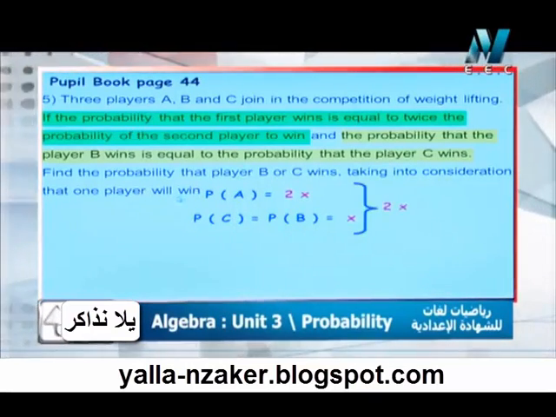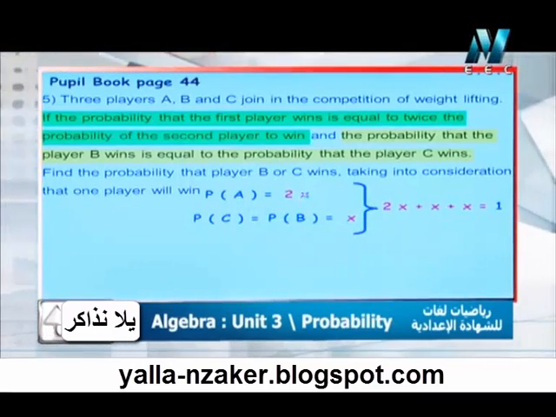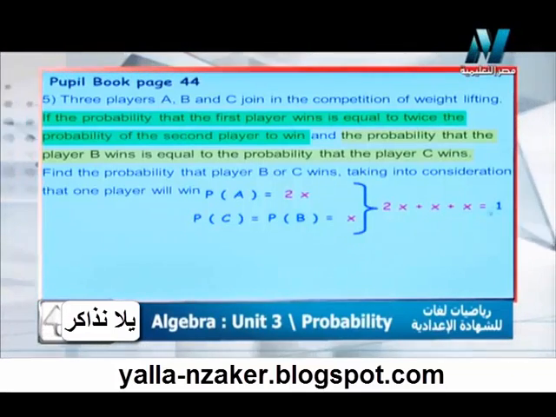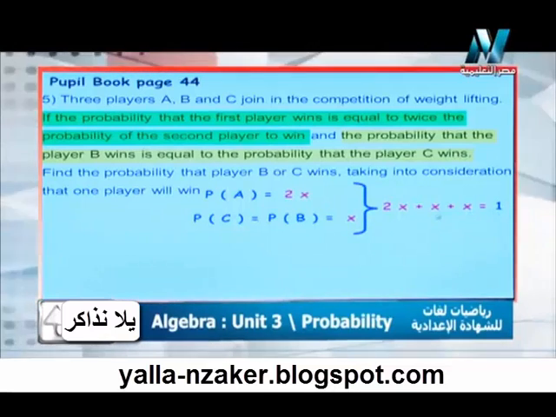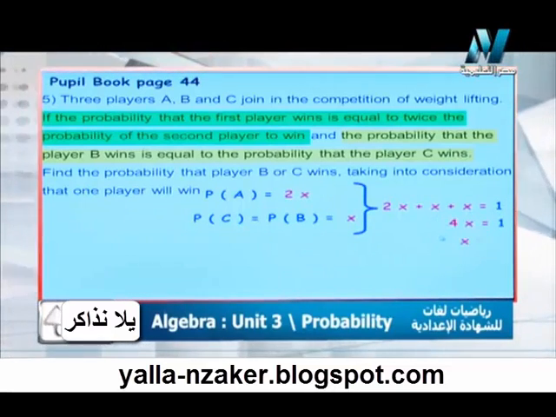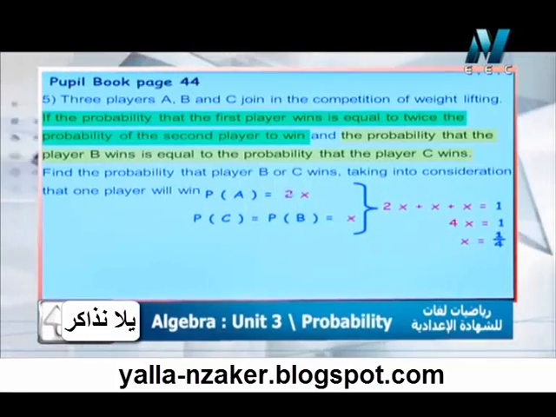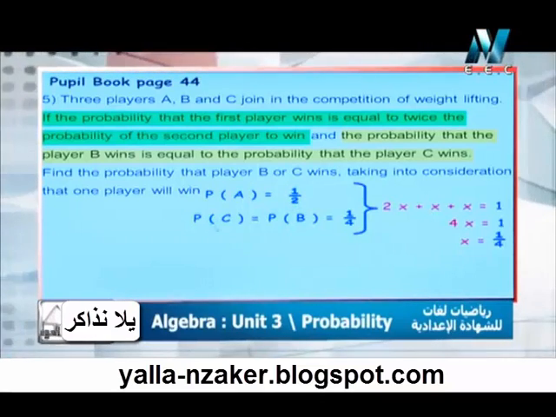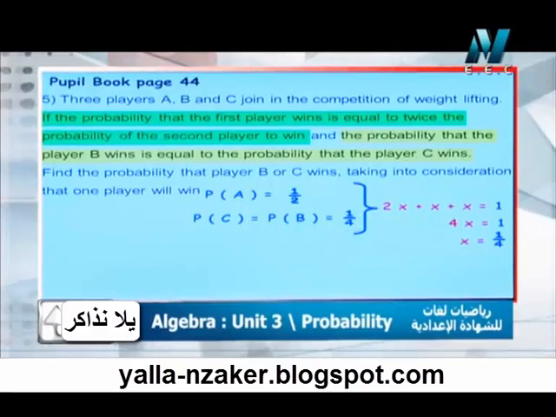From this line I learned a very important rule from the previous question: the sum of these probabilities must equal the probability of the sample space, which is 1. So 2x plus x plus x equals 1, which means 4x equals 1, so x equals 1 over 4. I got x, so I can find the probability of A, which is half, and the probability of B and C, each one of them, equals 1 over 4.